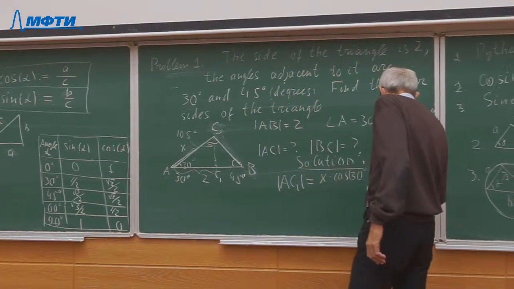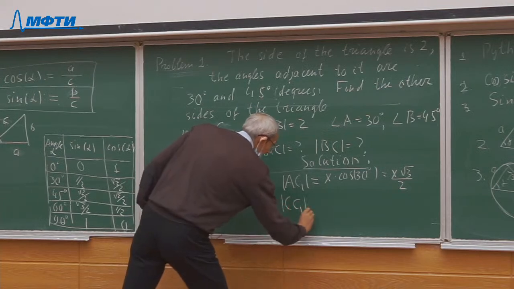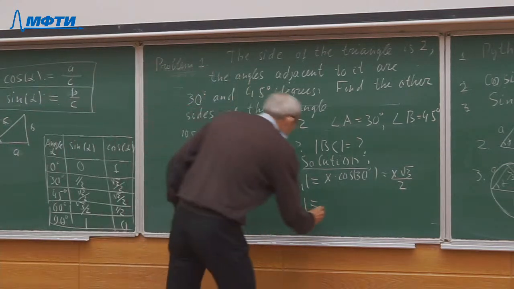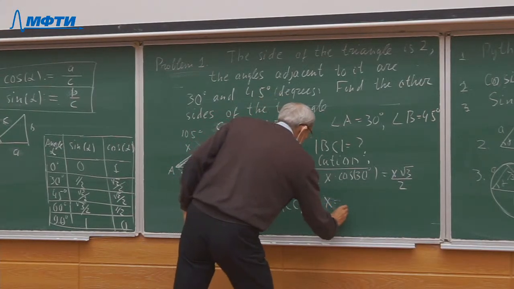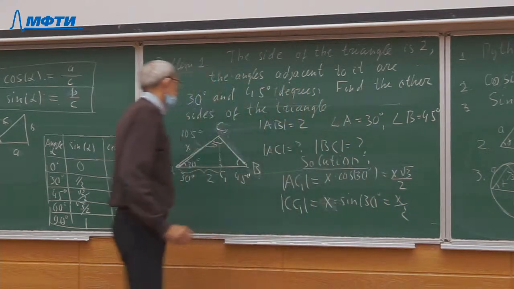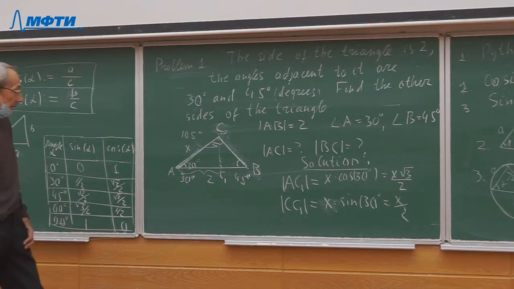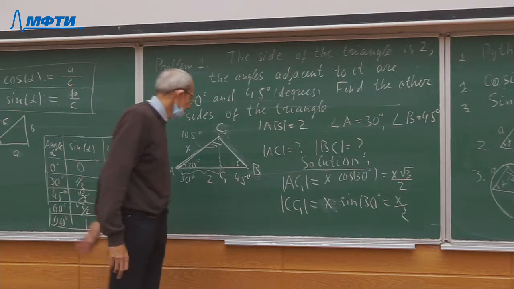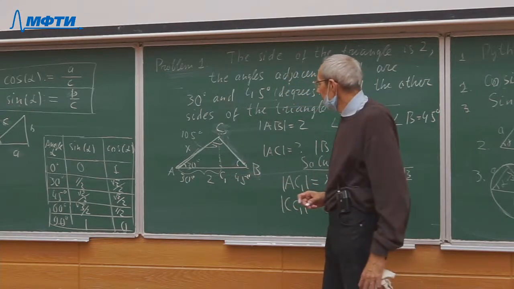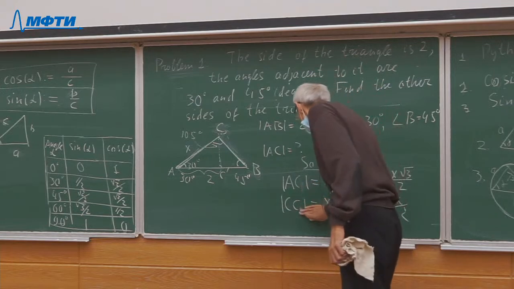And we have the following equality. And second, we can also calculate CC1. CC1 is equal to x multiplied by sine 30 degrees, which is half x. The second angle is 45 degrees, and we can also calculate another segment, C prime C, CC prime.